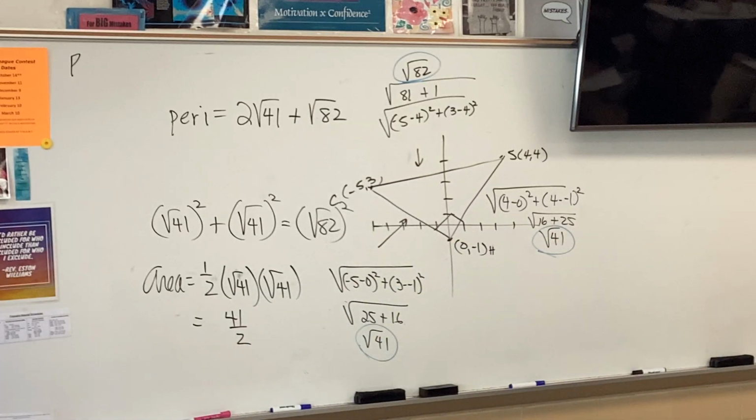Alright, we're doing apartment try number 11, and then I'm gonna have somebody come up and show us what you guys did. Prove the diagonals of the quadrilateral bisect each other.